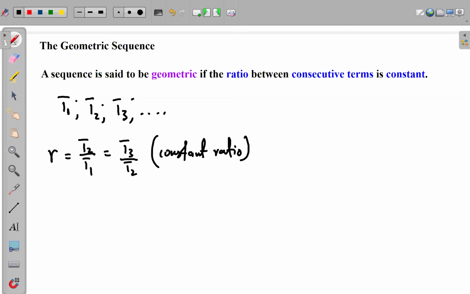Remember the word ratio implies division. So when you divide term 2 by term 1, you must get the same answer when dividing term 3 by term 2, and that's what we will call our constant ratio.